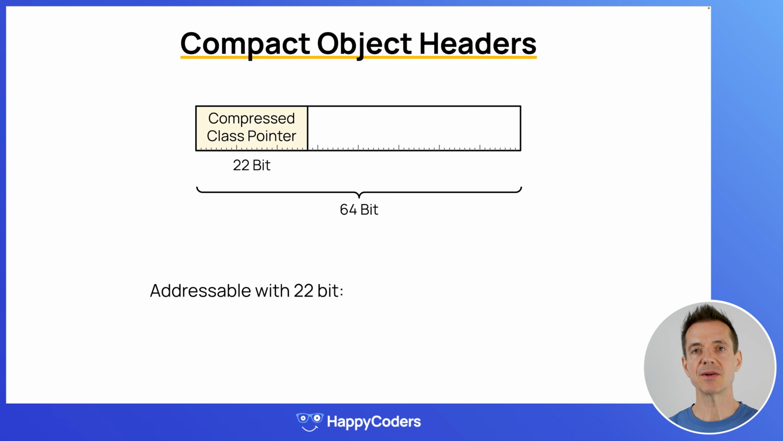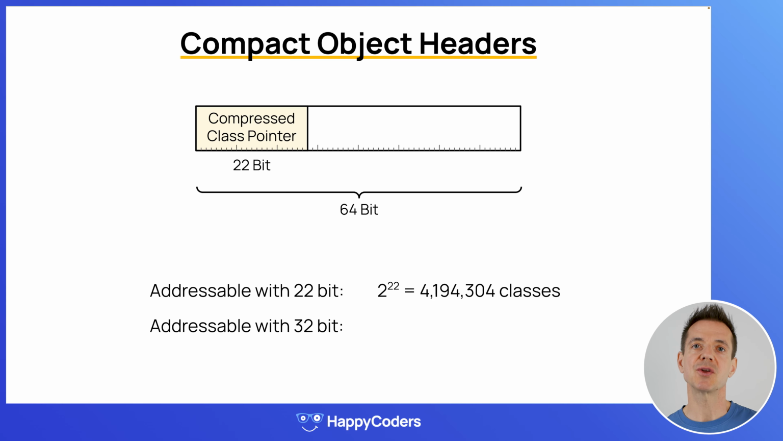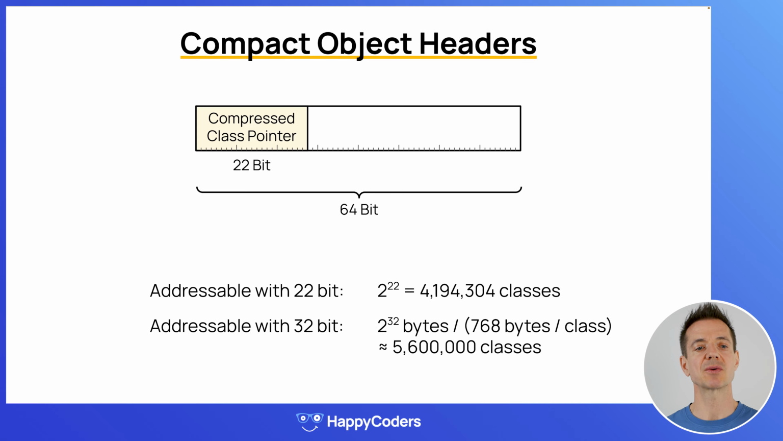With these 22 bits, we can now address 2 to the power of 22, that's about 4.2 million classes. As a reminder, with a 32-bit pointer, we could address around 5.6 million classes. So, despite saving 10 bits, we can, in terms of order of magnitude, address nearly as many classes as before.